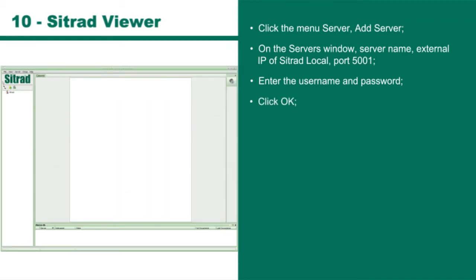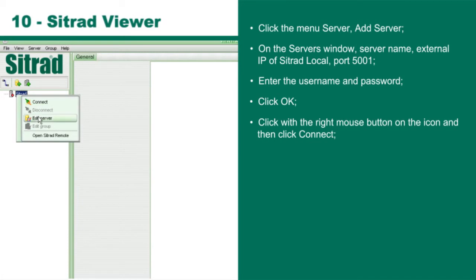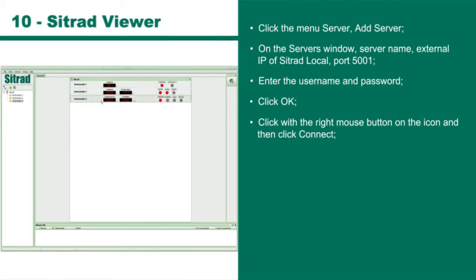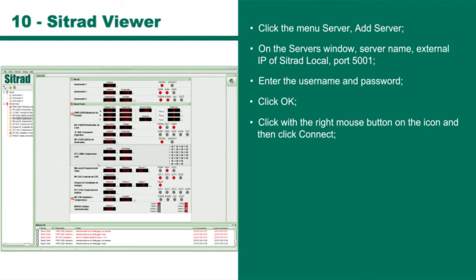The server icon will appear on the left bar with the given name. Click with the right mouse button and then click Connect. The center of the screen will display the controllers installed in the remotely monitored Sitrad Local. Viewer allows you to create multiple configuration files with groupings of instruments to facilitate monitoring. You can also send these files to the client, and when he opens them, he will see the instruments without the need to configure the server.